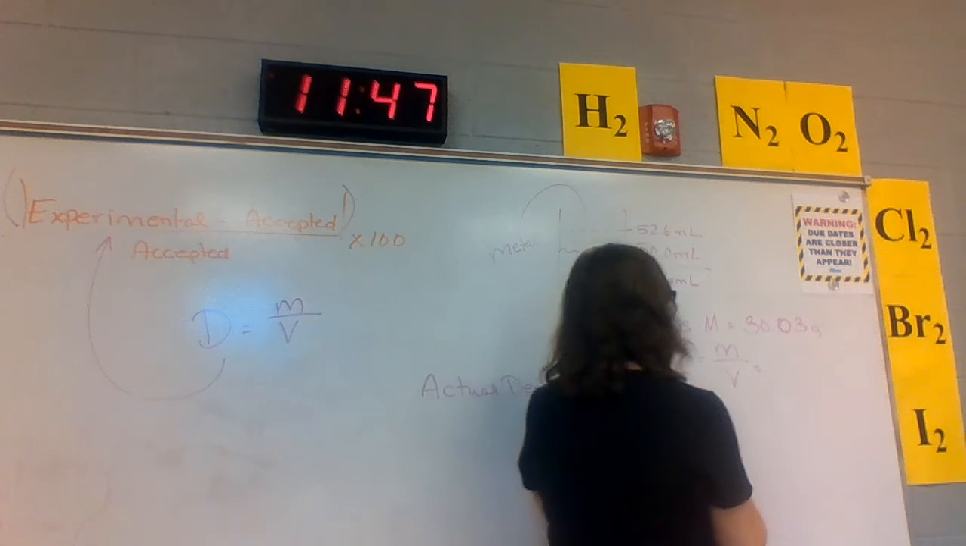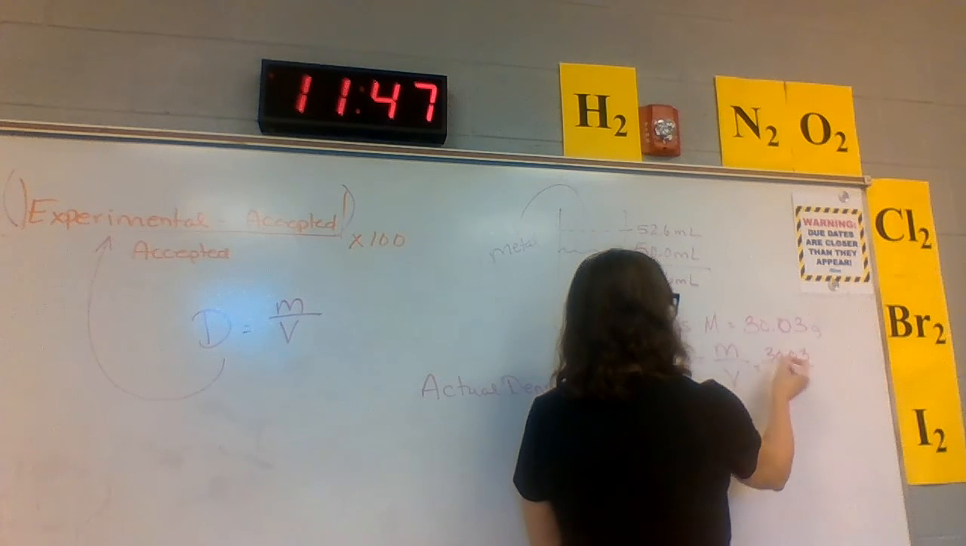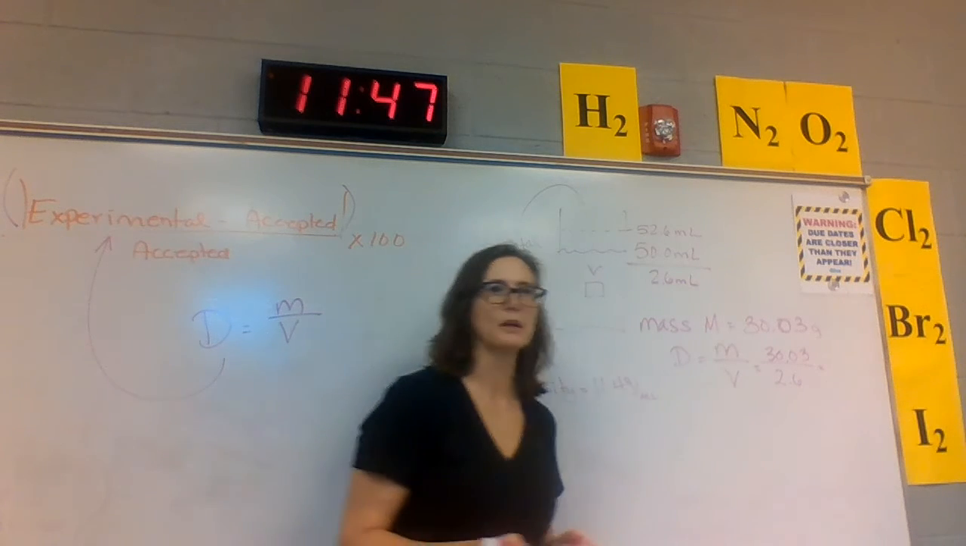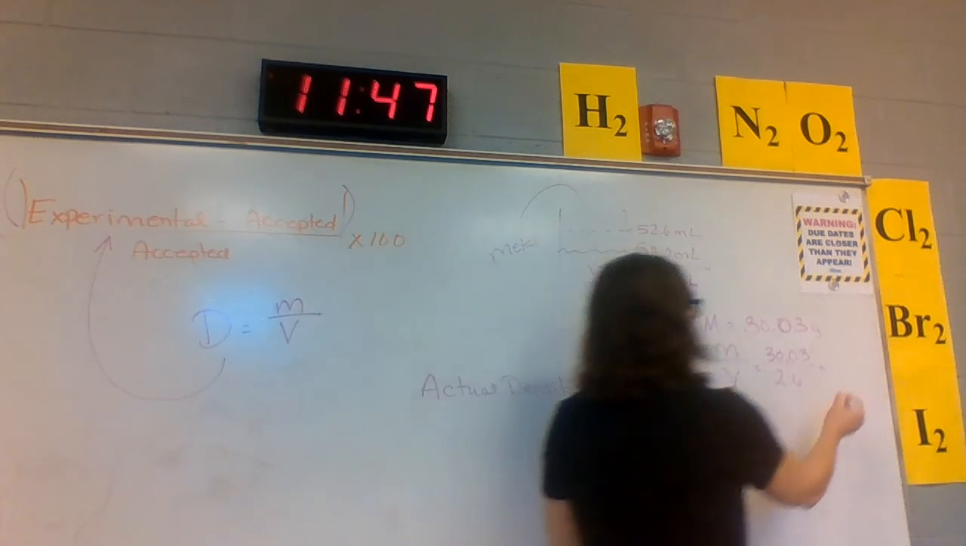If I take 30.03 and divide by 2.6, what does that come out to be? 11.55.